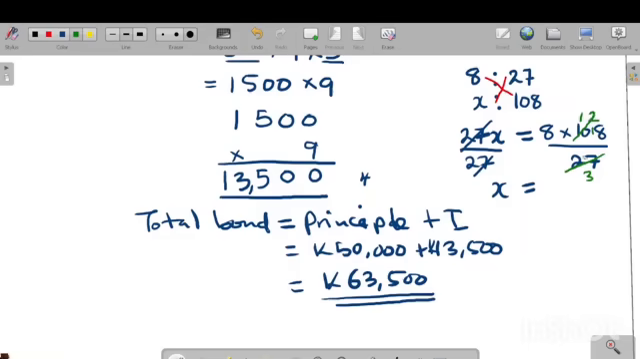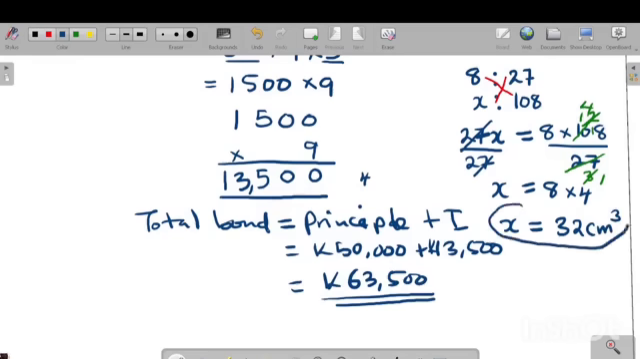Again, 3 can go into 12, so 3 into 3 is 1, and 3 into 12 is 4 times. So you are having 8 times 4. Meaning x is equal to 8 times 4, and therefore x is equal to 32 cubic centimeters. So you conclude and say this is the volume of the smaller tin.